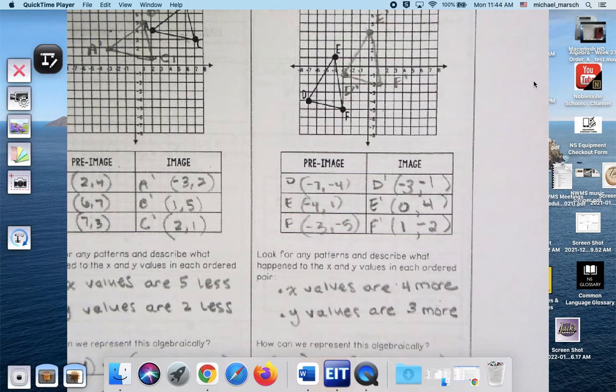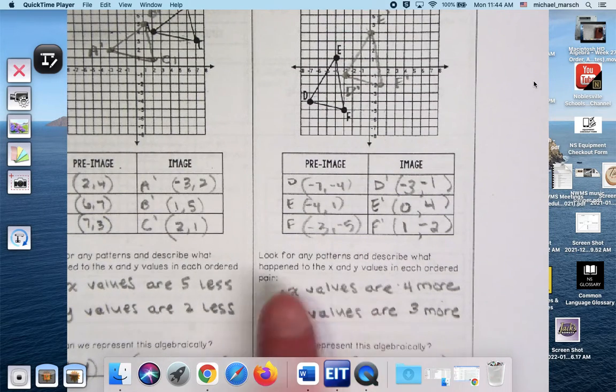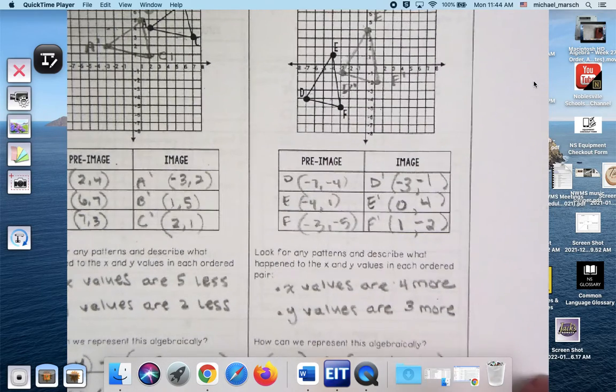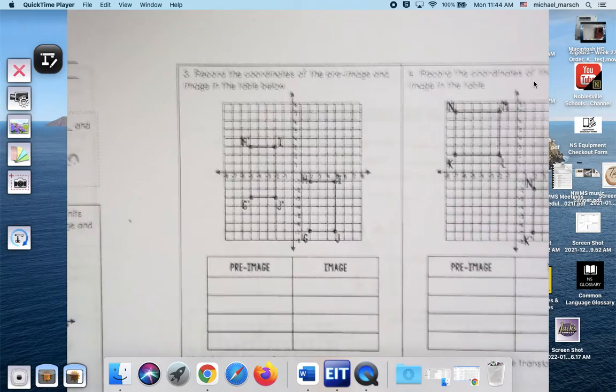Okay, how are we feeling about this? Algebraic notation, left and right, adding, subtracting, pre-images, images. Solid? Yeah. All right, let's move on to example 3 on this next page here.